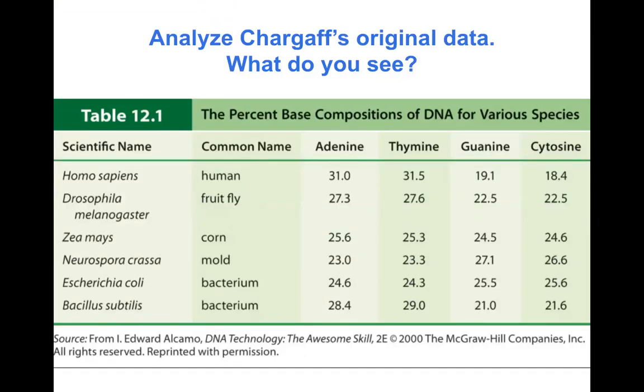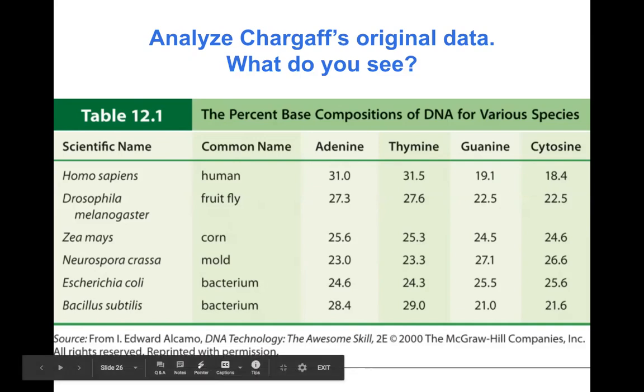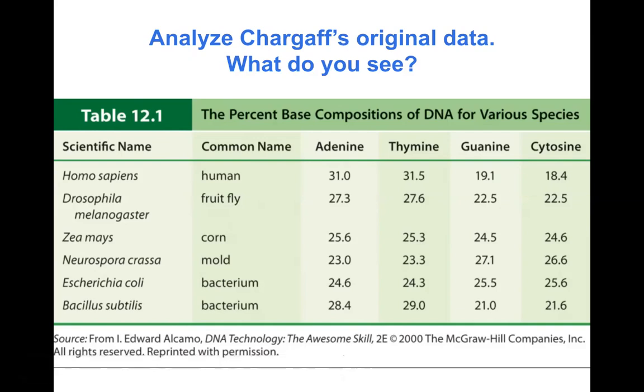So this is a snapshot of some of the examples of the data that he has gotten. Humans tend to have 31% of adenines and 31.5% of thymines. Guanine, they have 19.1%, and cytosine have 18.4%. Now, if you look at this chart a little bit more, I want you to pause the video here and use this data to write down your own. What kind of patterns do you see across different species of organisms based on the concentration of adenine, thymine, cytosine, and guanine?